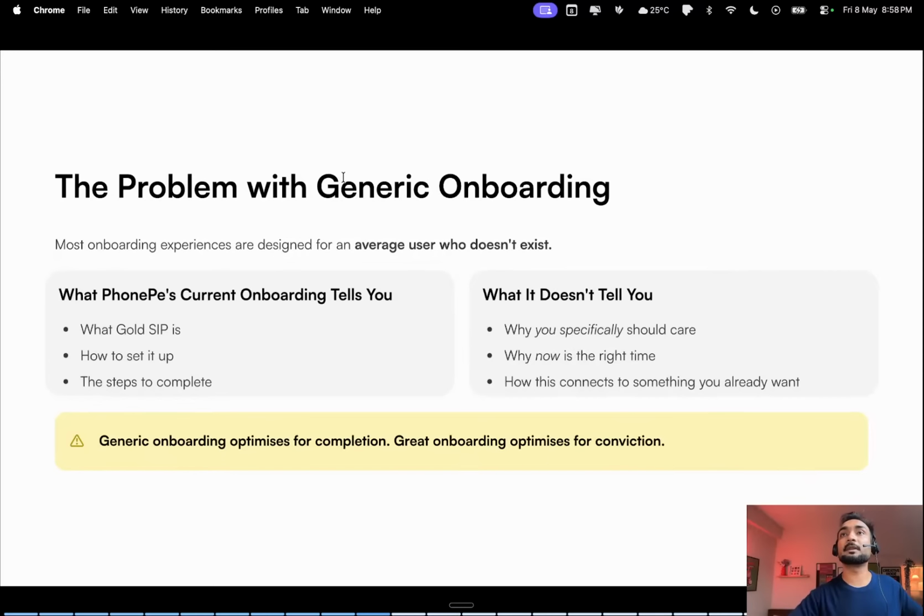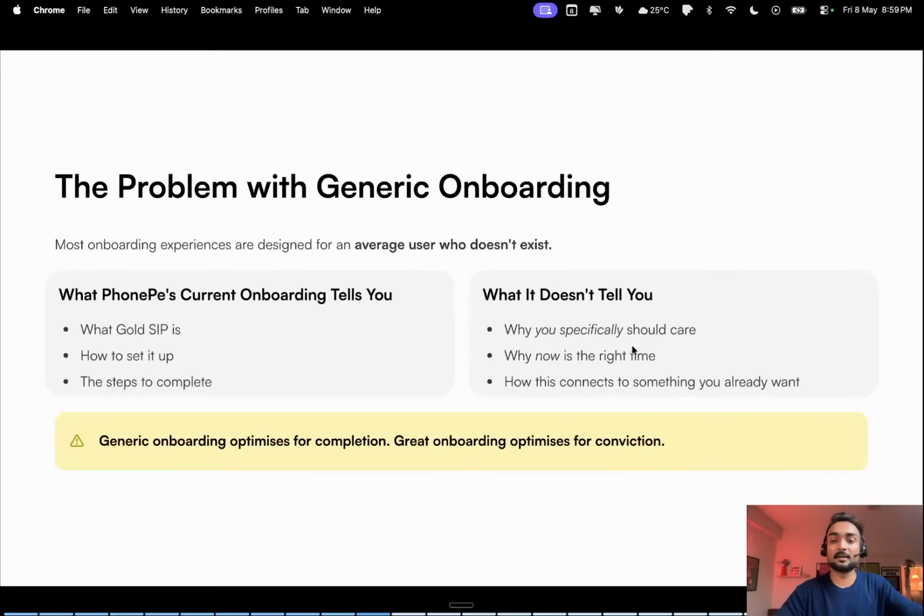Now what are the problems with generic onboardings? What is the problem with generic onboarding? It might tell you what is gold SIP, how you set it up, and the steps to complete it. This is written from some mix of previous onboarding and whatever the copy is. But what generic onboarding does not tell you is why you, as an individual, should care for it, and you particularly, not just anybody or any user of PhonePe.